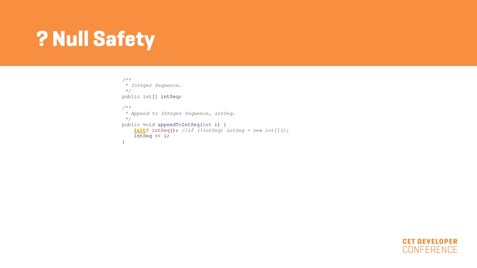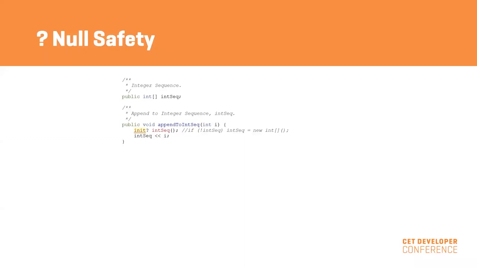And then it also has an optional condition, which would be a question mark. I can add this question mark to init, and what this does is it checks to see if int sequence is null. So has int sequence been initialized yet? If it hasn't, then initialize it. If int sequence is null, it will initialize it. If it's not null, it won't do anything. Something to note here is that it will null check every time, which is a bit of a performance hit, but not too much.